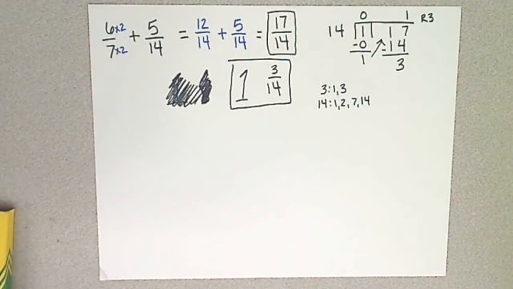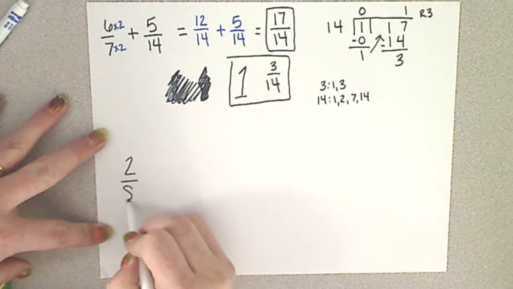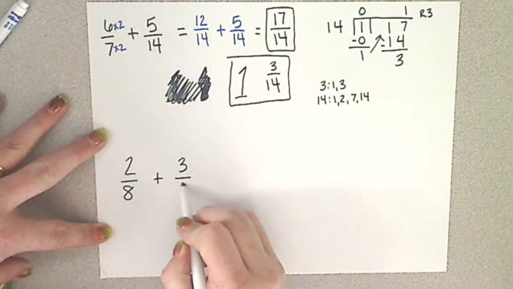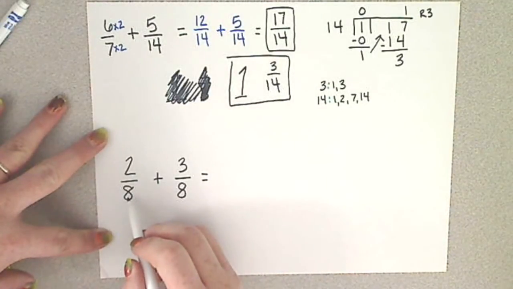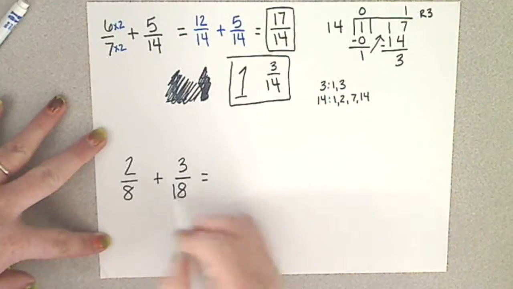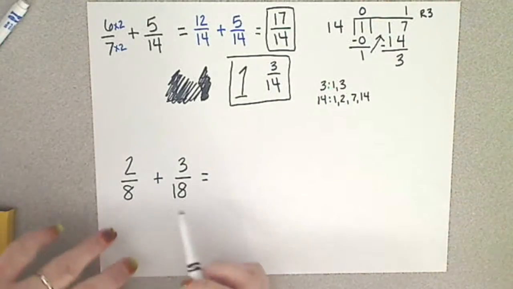All right, let's take a look at our last addition problem for this time. We are going to add 2/8 plus 3/8. Now I'm sorry, 2/8 plus 3/18. I apologize. I've got so many notes sitting next to me for this one that my brain's just crossing everything.